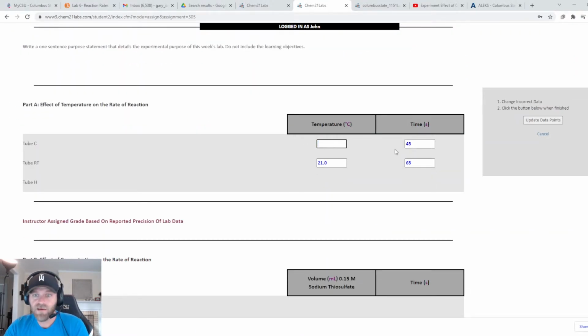Okay. So for a cold temperature, tube C is for cold, tube RT is for room temperature, so that would be about 21.0 degrees. Cold, let's say, would be 5.0 degrees. And then the time that it takes is the reaction time, right?